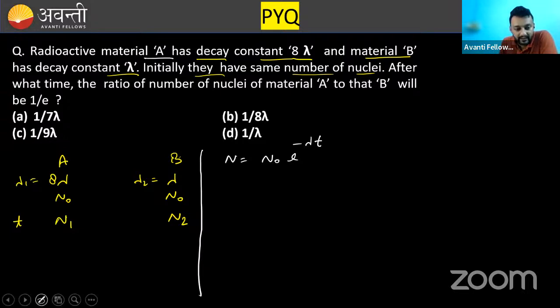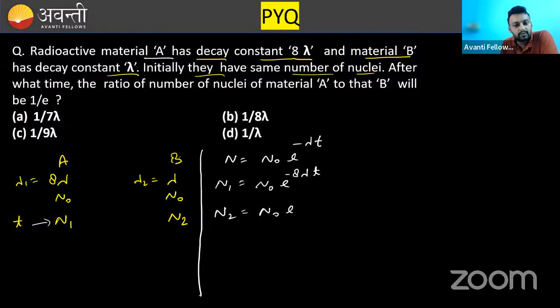So for sample A, after time t the number of nuclei is N1. So N1 equals N naught e raised to the power minus 8 lambda t. Clear? And for the second element, B, N2 will be N naught e raised to the power minus lambda t. That is equation 1, that is equation 2.